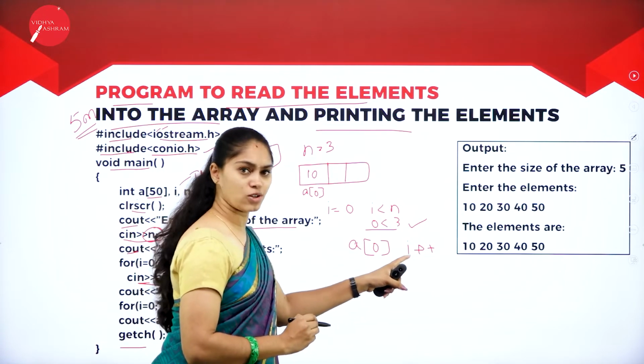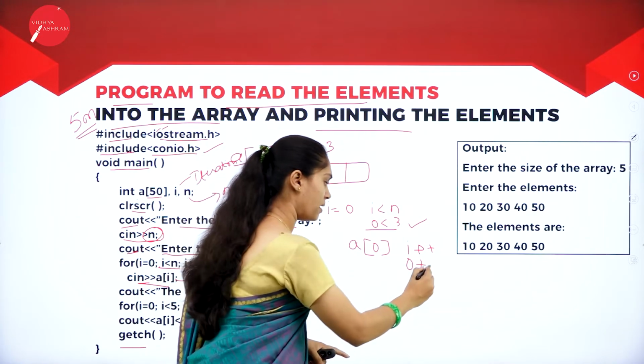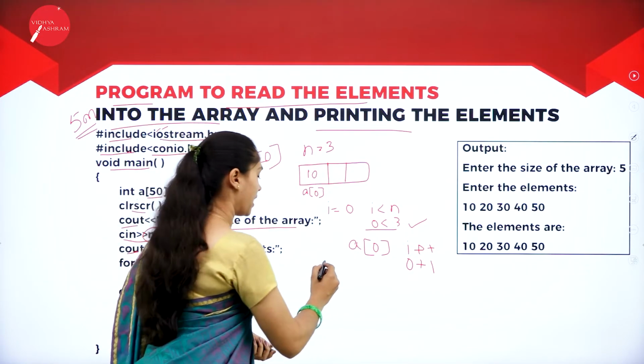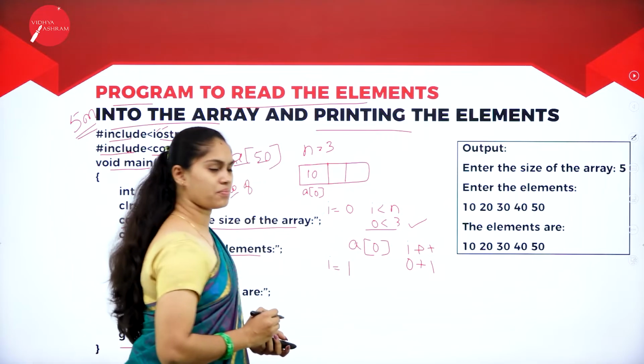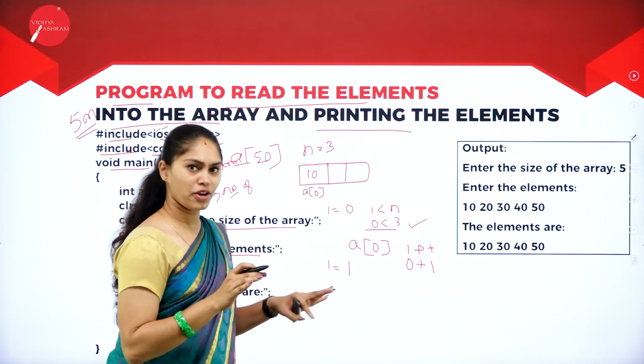What is the i value? 0. 0 plus plus means 0 plus 1. So now my i value is 1. We are done with the first iteration, or the first loop got over.